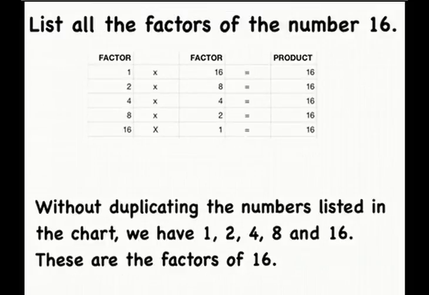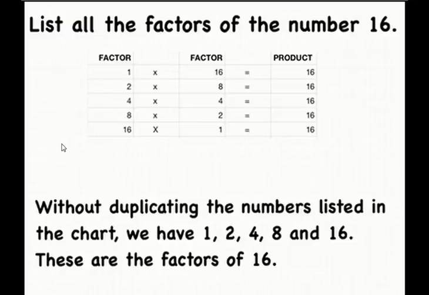Here's another example. It says list all the factors of the number 16. Now these are all the factors listed. They're just written down a little bit differently, so you might see them in a chart. We have the factor times the factor, which equals the product. So the two factors we've written down. So we're going to look at all the ways to make 16. So the first one is 1 times 16 equals 16. On the second line we have 2 times 8 equals 16. On the next line we have 4 times 4 equals 16. And then we did 8 times 2 equals 16, and 16 times 1 equals 16.